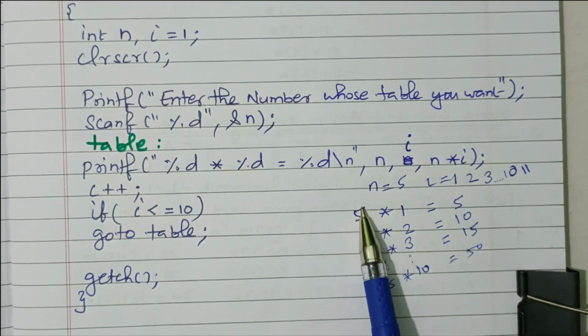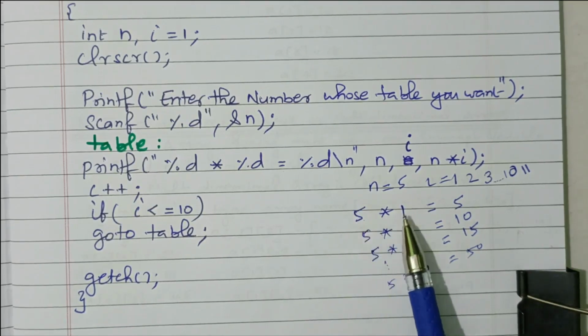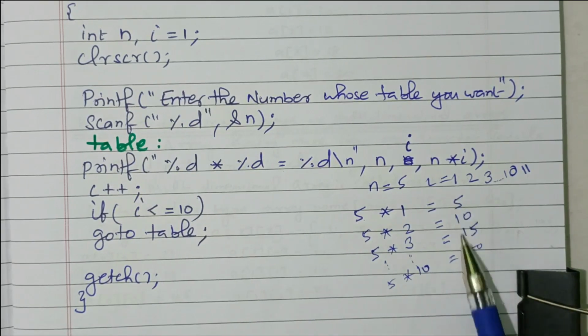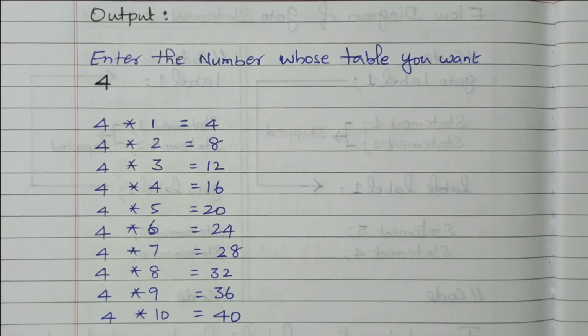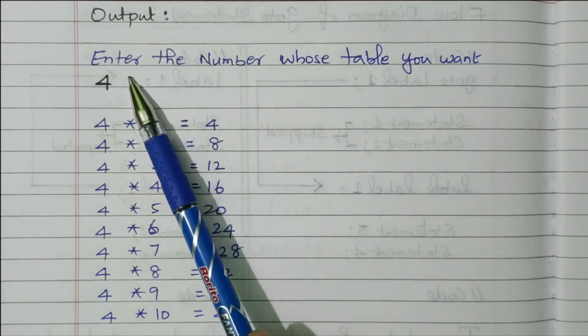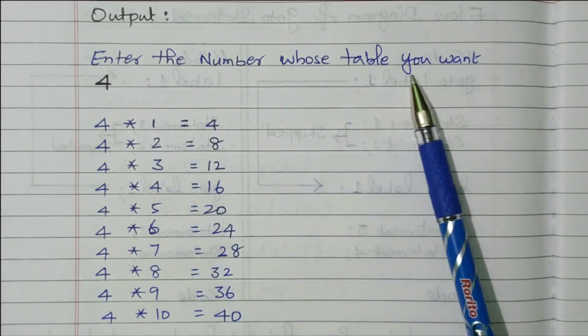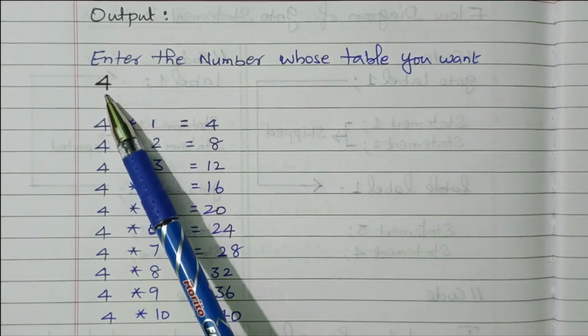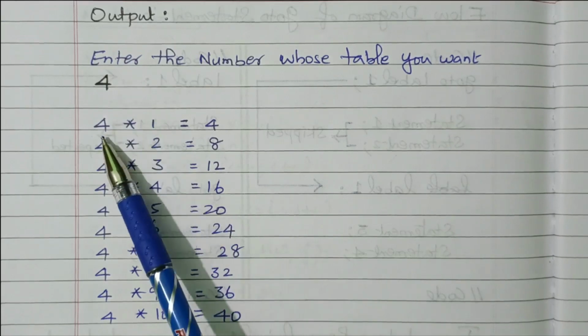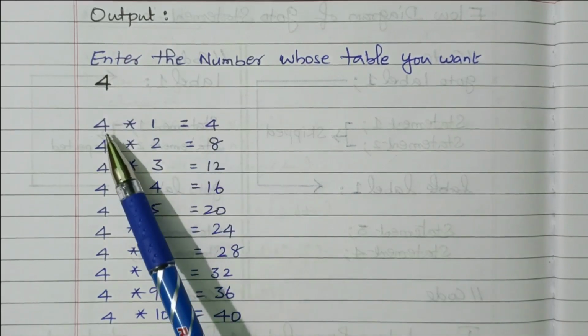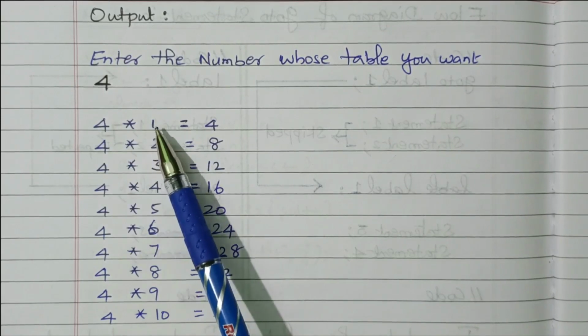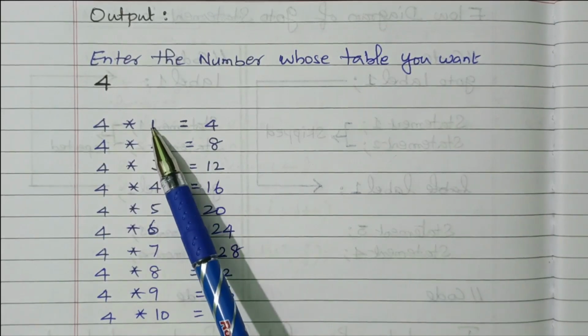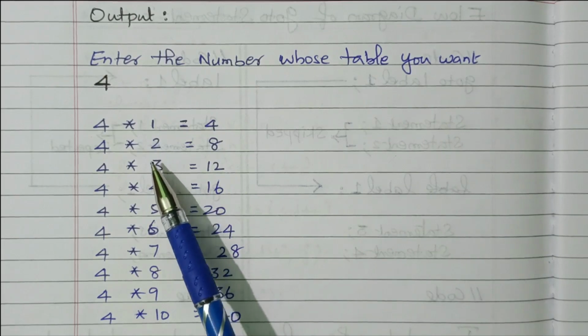So we got this multiplication table: 5 into 1, 5 into 2, 5 into 3 up to 5 into 10. Now we'll see the output. Here the output is available. We ask the user to enter the number whose table you want to print. It is entered as 4. What we discussed in the program was 5, 5 into 1, 5 into 2. Now it is 4, so 4 into 1, 4. This is the n value. This is the i value. The i value keeps on increasing: i is initially 1, then i plus plus means 2, 3, 4.